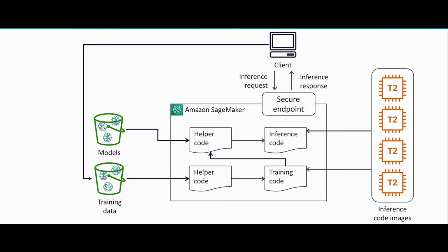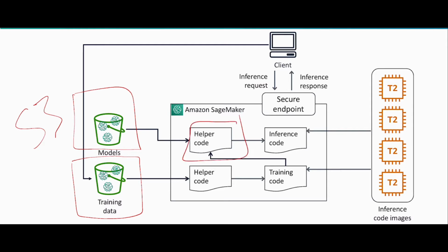Let's take another look at how you would deploy a model with SageMaker according to the way AWS sees the world. To start with, you can see that there is training data inside of S3. You've got the models in S3 as well. SageMaker allows you to use helper code to pull that model data, or to pull the training data. And then at that point, you can decide what step you want to do.